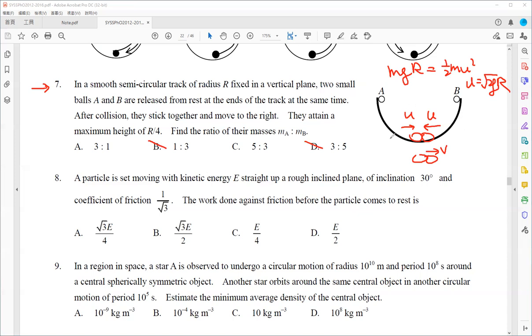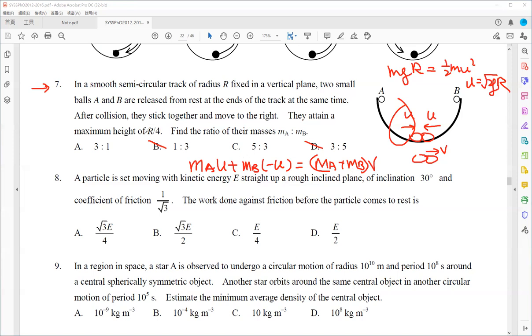Now we know that this one has a larger mass. So mA, let the direction to the right be positive, plus mB times negative u, that should equal to (mA plus mB) times v. Sorry, not 2mv. Okay, so this is the formula for conservation of momentum.